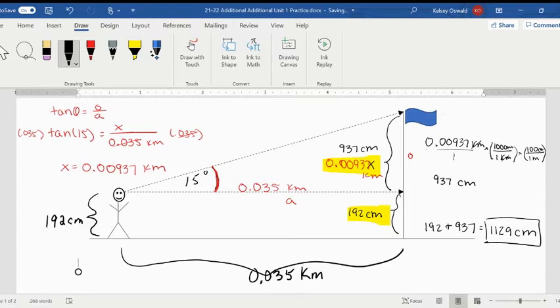Okay, so if we use tangent, since we knew the opposite and adjacent, then we want to add on the height of the person since we're trying to find the total height of the flag.